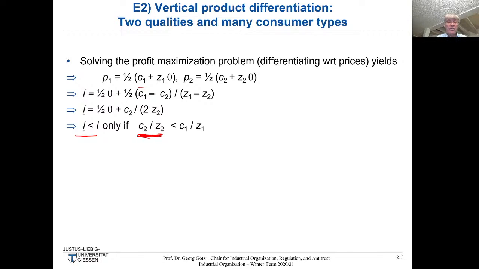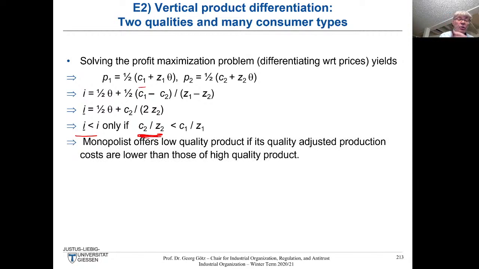So in a sense, the monopolist offers a low quality product only if its quality adjusted production costs are lower than those of the high quality product. And of course, that makes sense also in efficiency terms, and that's why the social planner uses the same decision rule. So here we have an efficient decision in terms of the quality level.